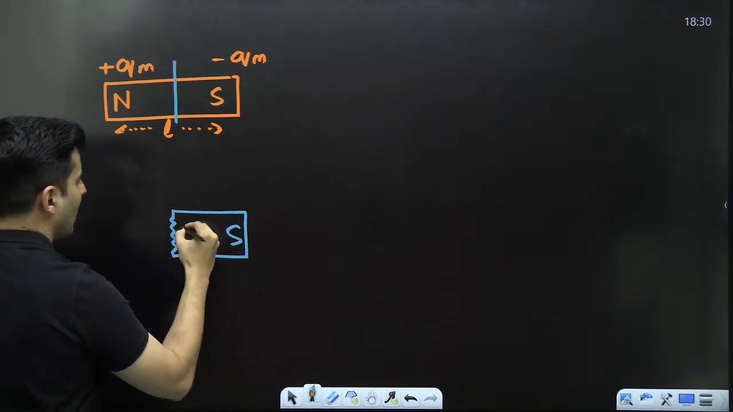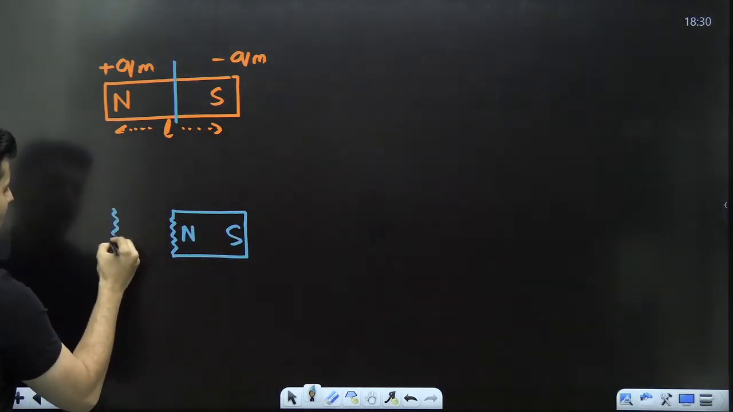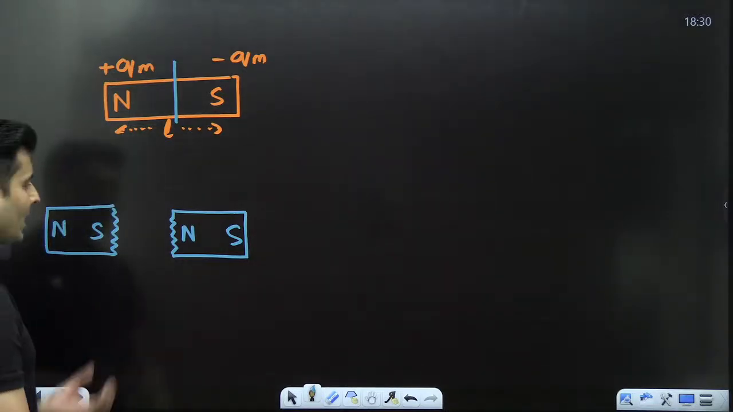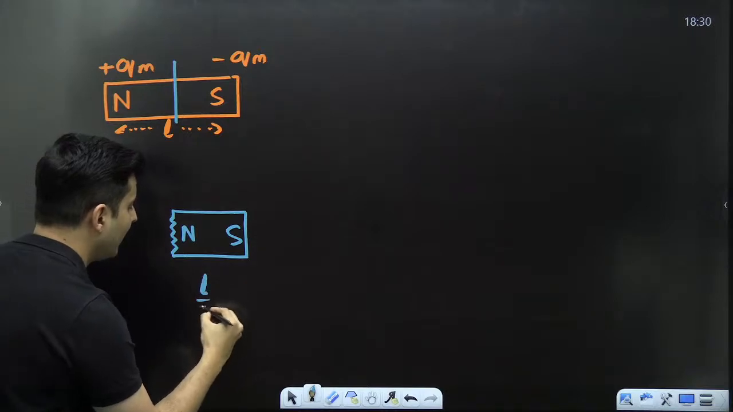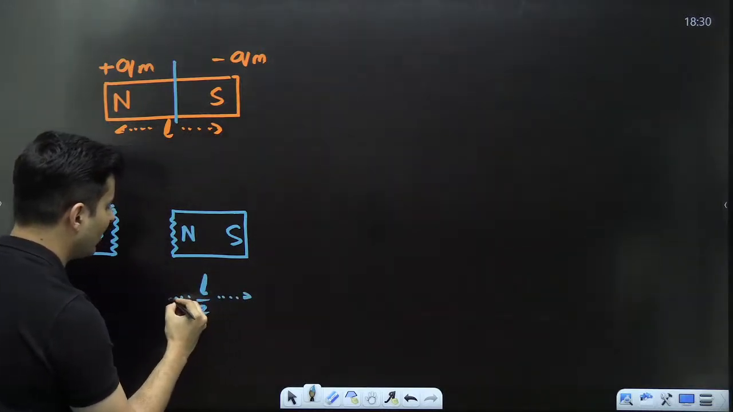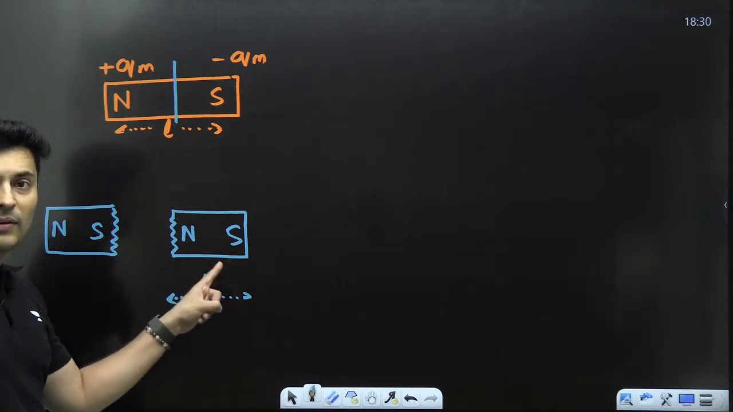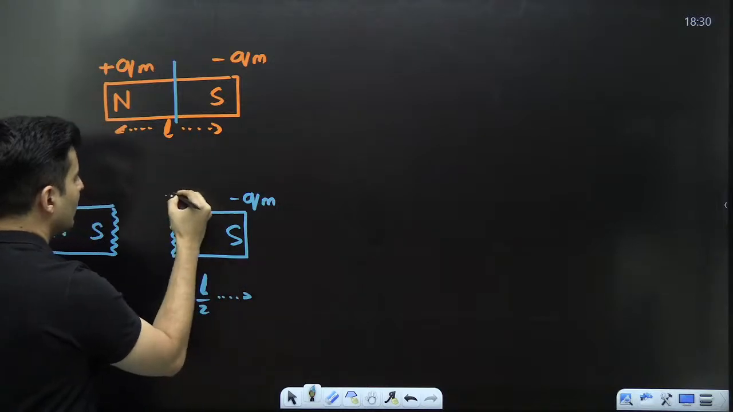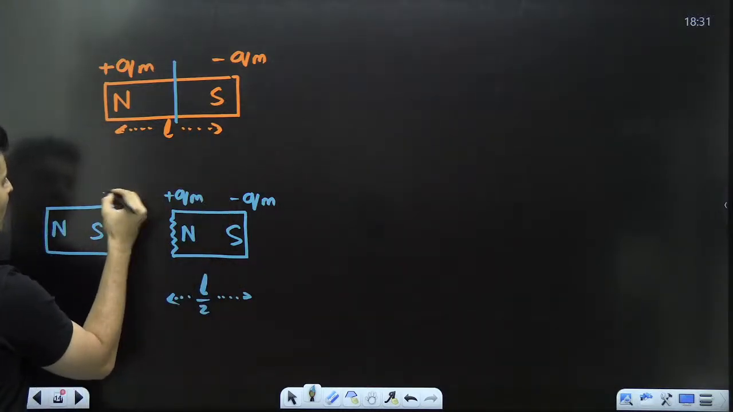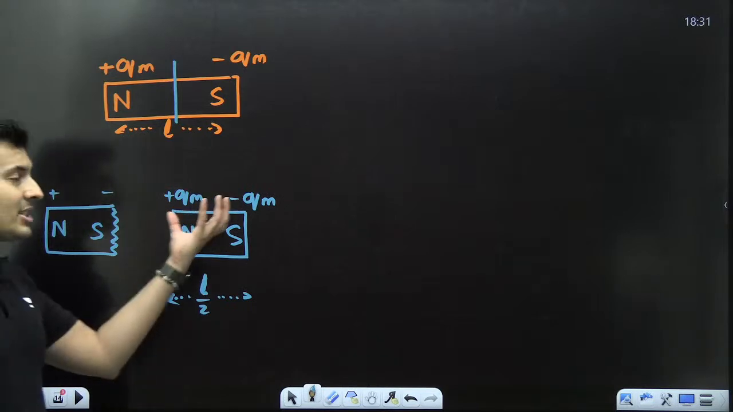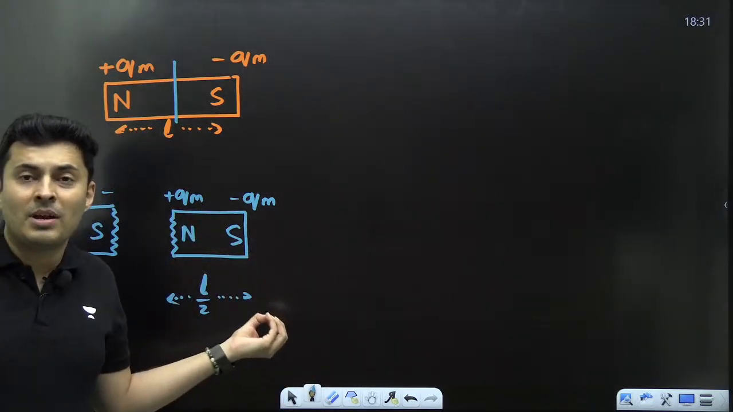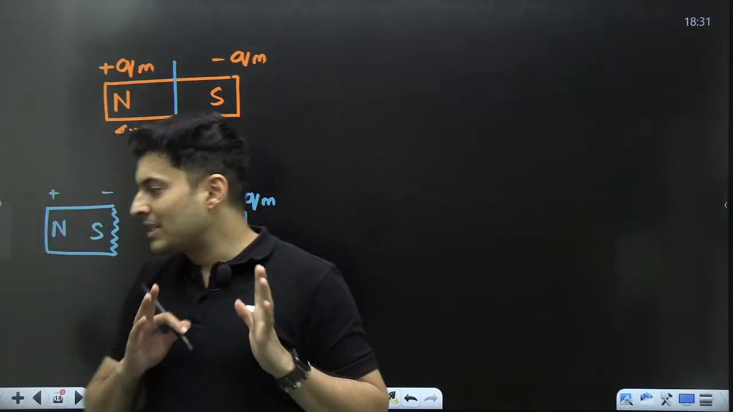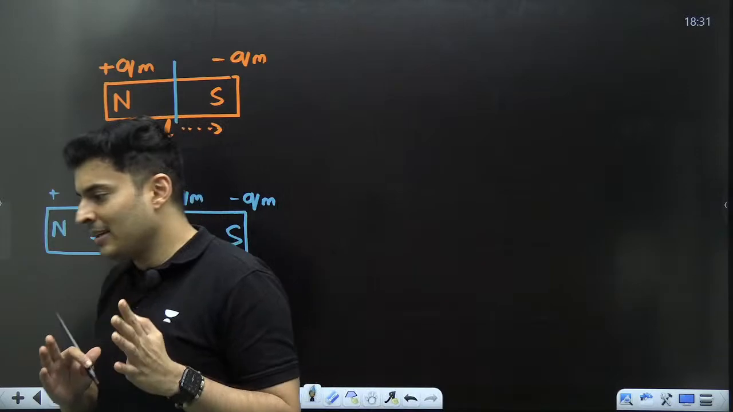So this will be south, I'll get an induced north, and this part again over here, this will be induced south and this will be north. Each of these magnets will have a length of L by 2, assuming we are dividing into equal halves. But you know what will not change? That is the pole strength. So this will still be minus QM, this will be plus QM, this will be again minus, this will be again plus. So the strength of the polarities remains the same, but only the magnetic length will reduce. Is that making sense? Everyone with me? Very good.